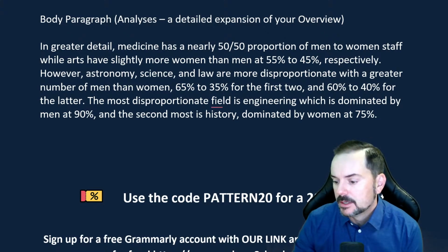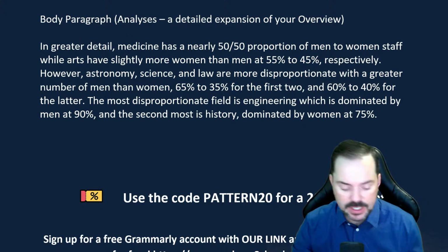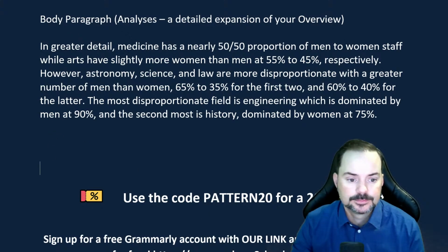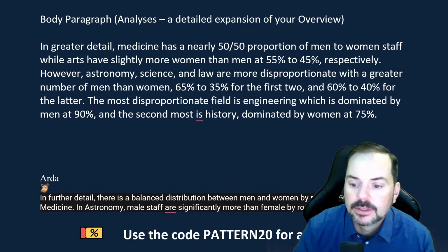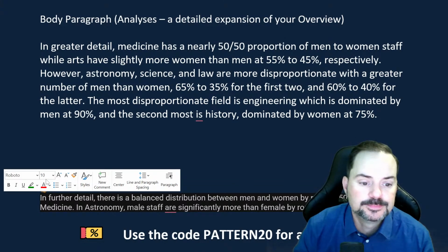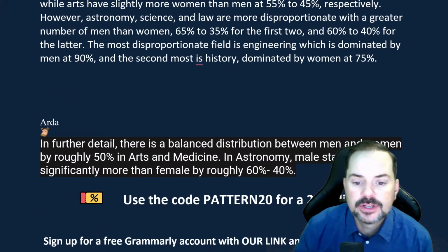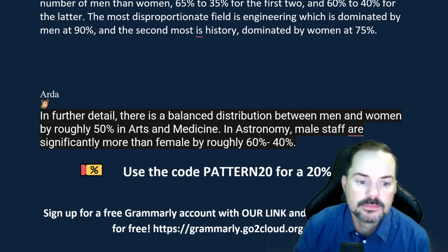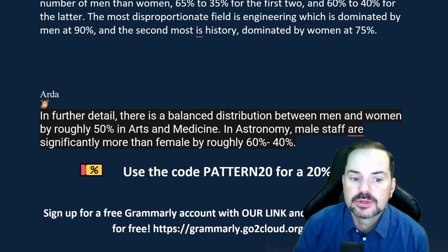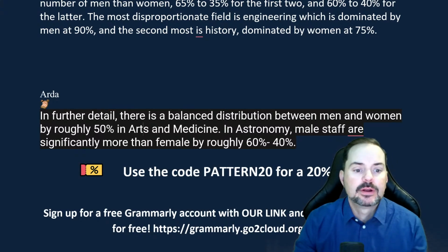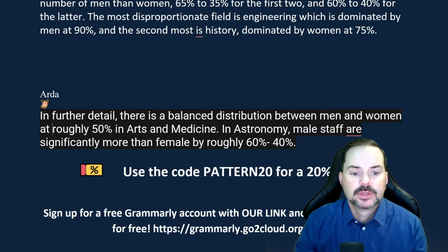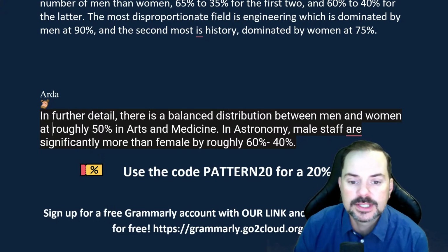Okay. So Arda wrote this for part of the body. Arda writes, in further detail, there is a balanced distribution between men and women by roughly 50%. At roughly 50% in arts and medicine.